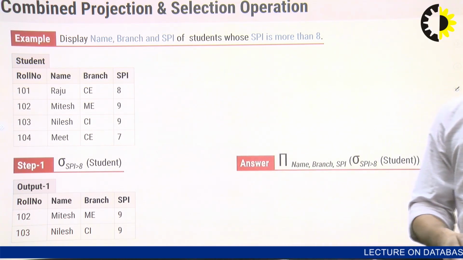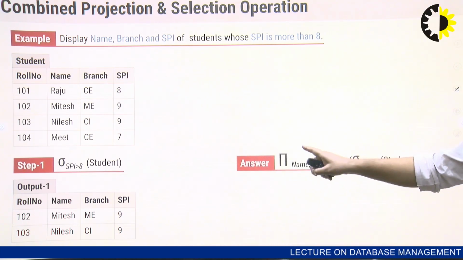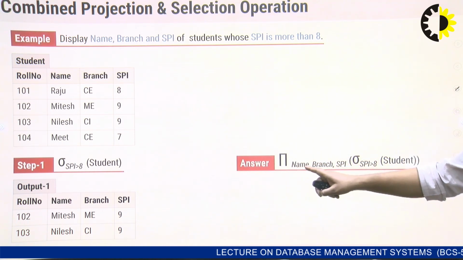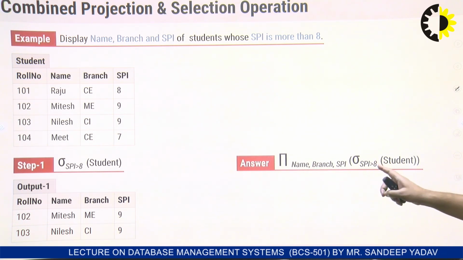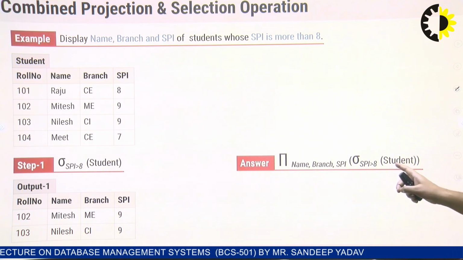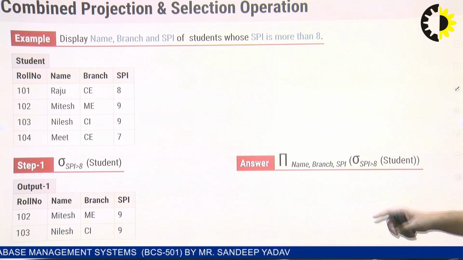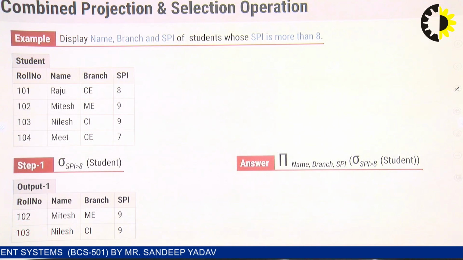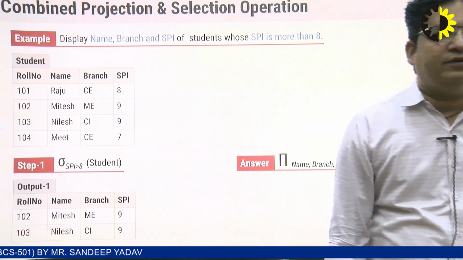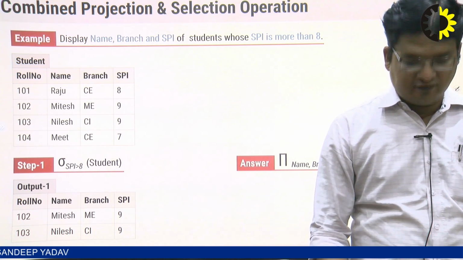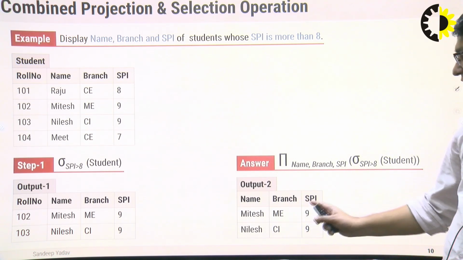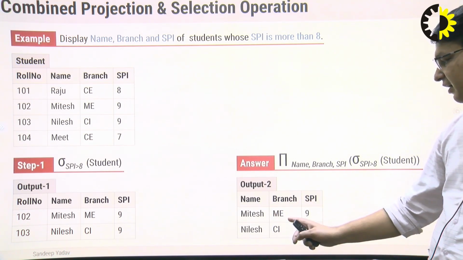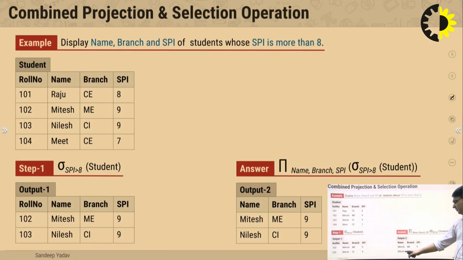This is how we are going to write it. First we will apply the project operation, so the attribute names are specified: name, branch and SPI. The condition is SPI greater than 8, followed by the name of the relation, student. So, the order is, first the project operation has to be there, thereafter we will be applying the selection operation. This is how the query will work, and we will get the desired output: name, branch and SPI. The names are Mitesh, ME and 9 SPI, Nilesh, CI and 9 SPI.